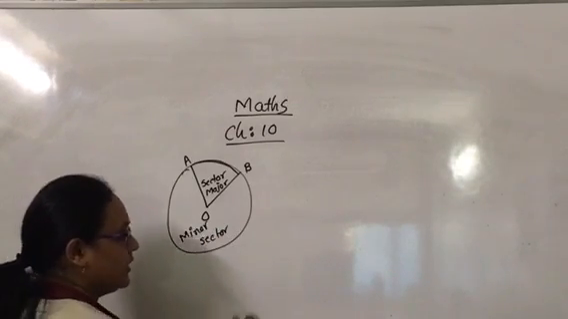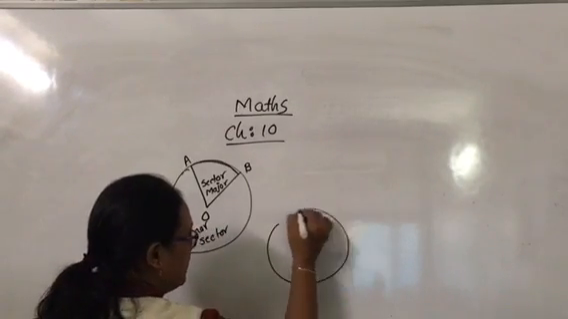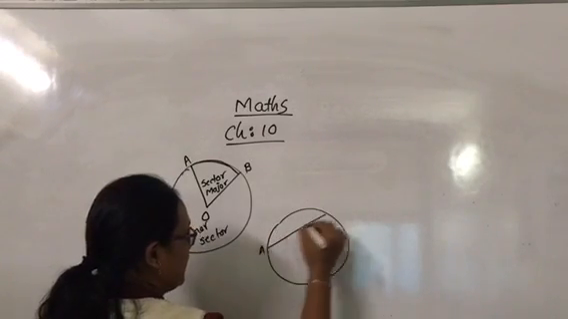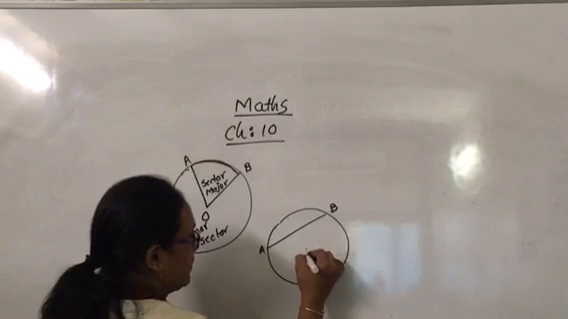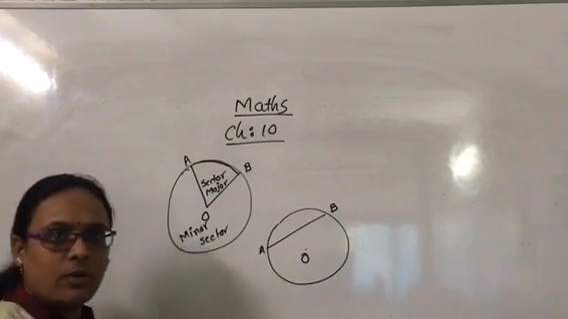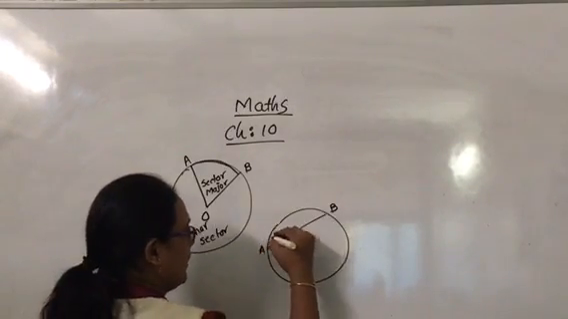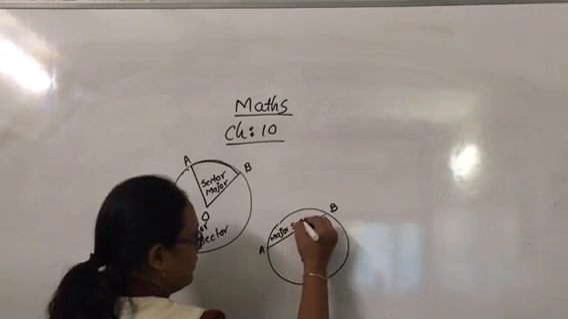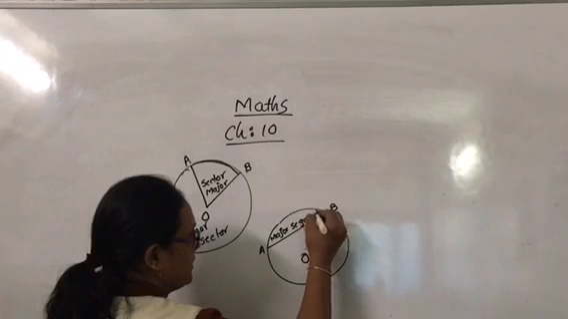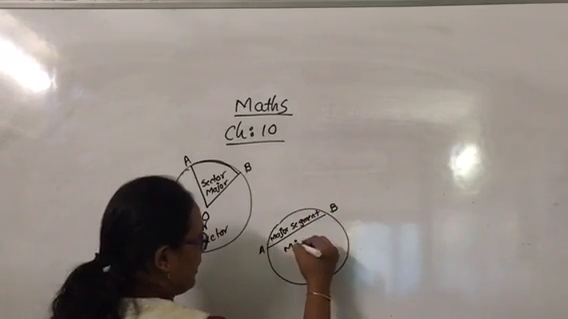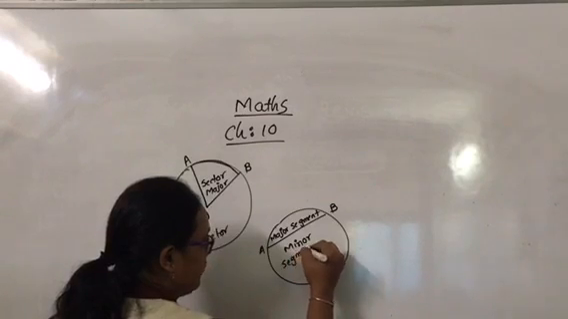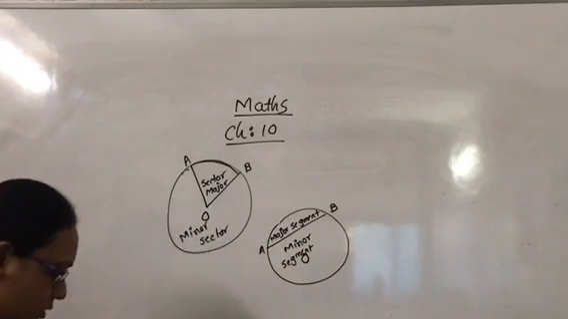Same way we have a segment. If in a circle we have a chord AB, then it divides the circle into two parts. The bigger part is known as the major segment and the smaller part is the minor segment. So this way we have some more parts of a circle.